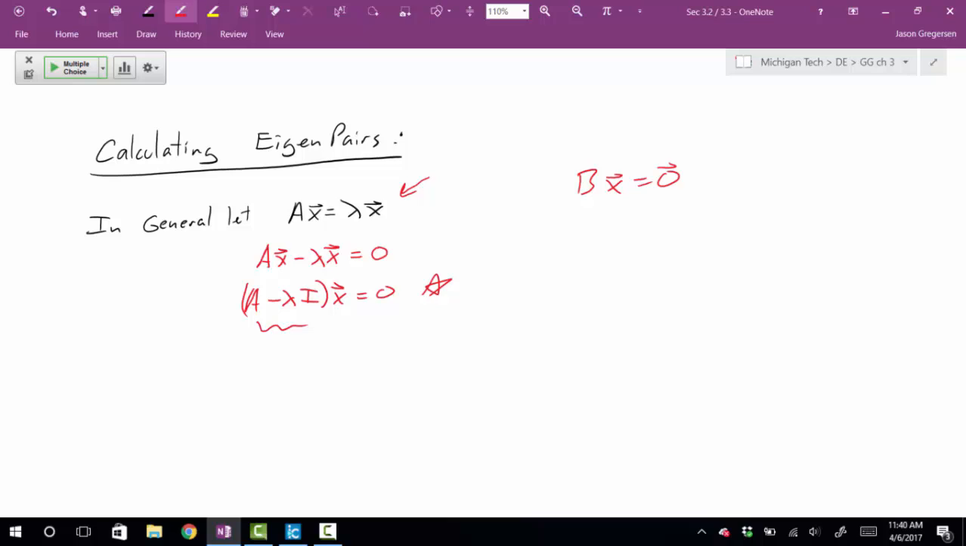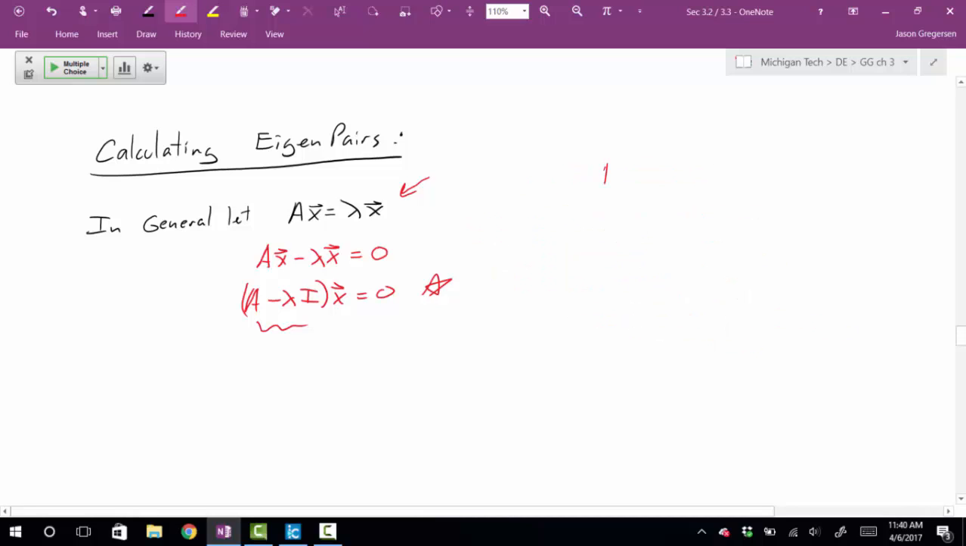Now, if there existed this guy, B inverse, if that guy existed, then this equation would be really easy to solve. I would just multiply both sides by B inverse. And over here I get x, and over here I get 0. And if B inverse existed, that would be the only solution to this equation. So the whole idea is B inverse better not exist. For me to have these eigenvectors, B inverse can't exist.